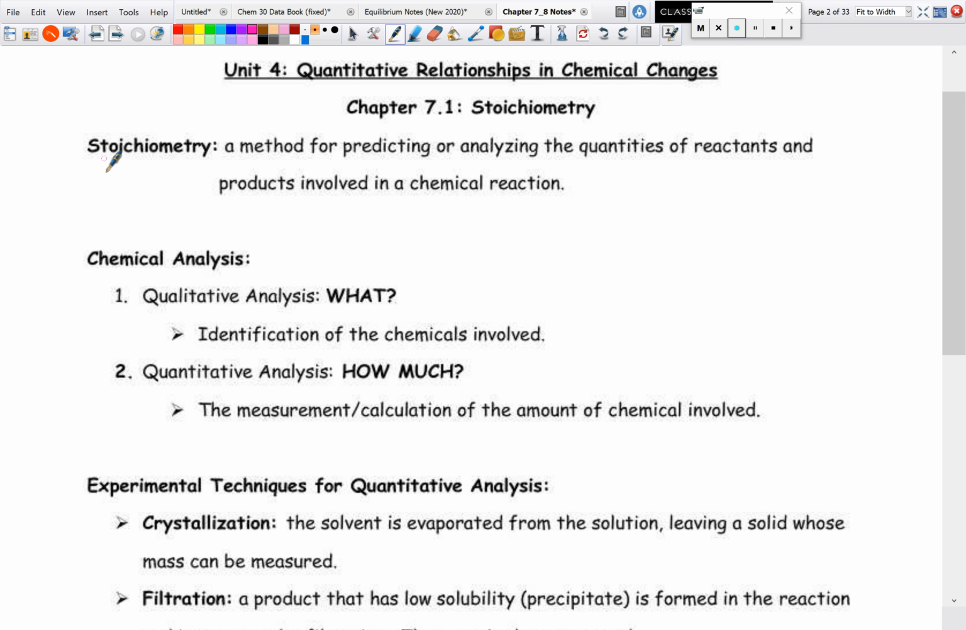So first of all, what is stoichiometry? Stoichiometry is just a method for predicting or analyzing quantities of reactants and products involved in a chemical reaction. Basically, it's a way for us to figure out that if we have X amount of reactants, how much of our product is going to be produced, or if we have X amount of product being produced, how much reactants do we need or how much do we have. It's just a way of predicting and analyzing stuff.